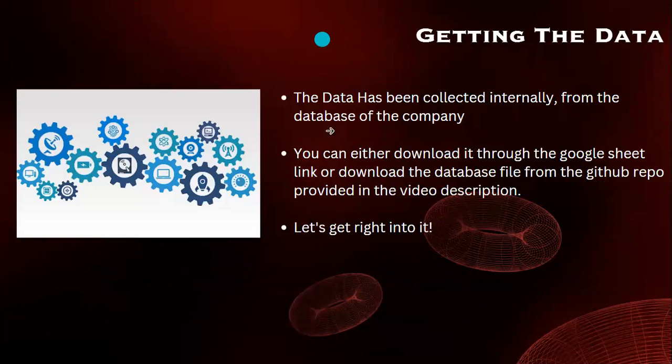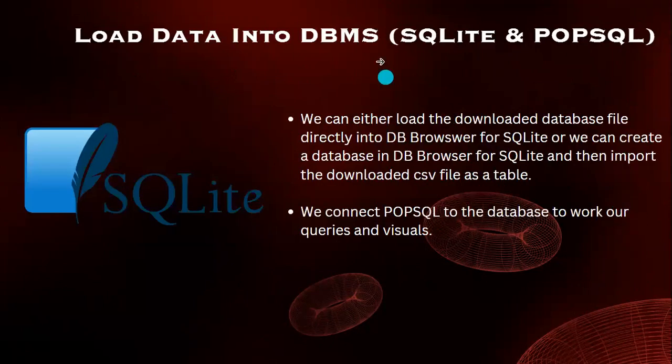Now we want to get our data set. The data has been collected internally, which means we're using an internal data source from the database of the company. For this data set, you can either download it through Google Sheets, with the link provided in the video description, or download the database file from the GitHub repo provided in the video description. So let's get right into it. Before we load our data into the DBMS, I've already downloaded my data set. I used the Google Sheet link to download it so I can manually show you how you can load your data into SQLite and connect it to Pop SQL.